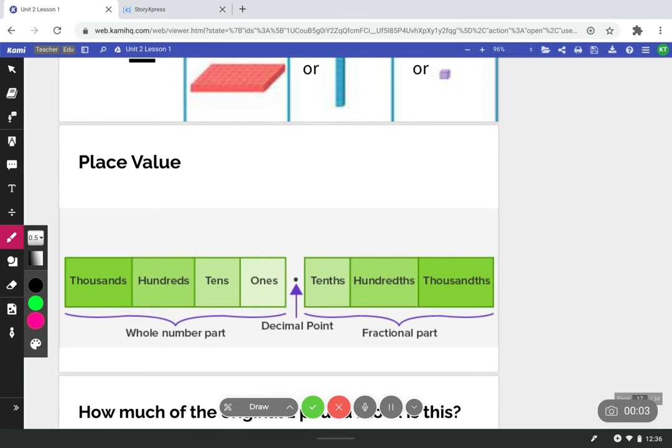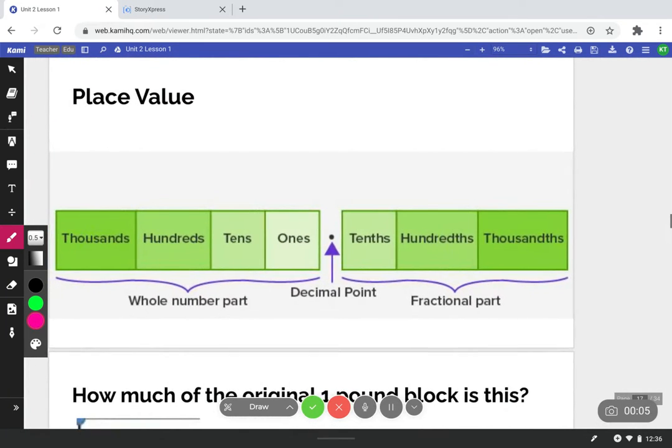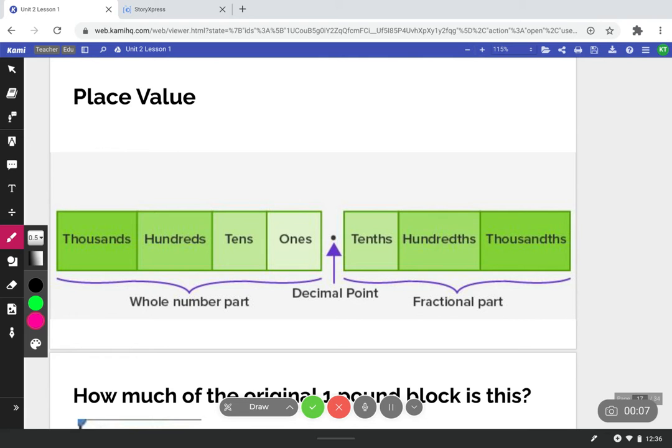So let's see this on our place value chart. So what is place value? Let's say I have 1. Well, y'all know 1 is in the ones place. Now let's say I have 10. The 1 goes here and the 0 goes there.